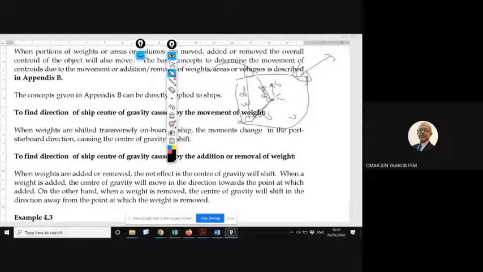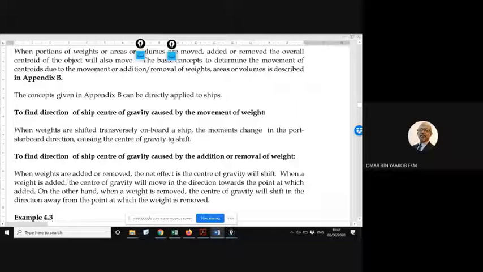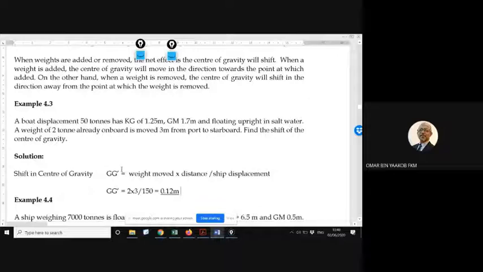Okay, so then we can see the example here. We go to example 4.3. This is the example I mentioned just now. The shift of center of gravity is weight moved times distance divided by displacement. Oh, this one is supposed to be 50. You get 0.12.